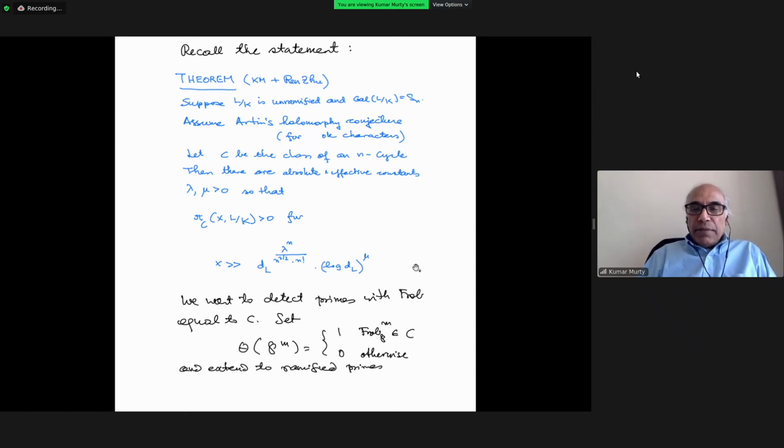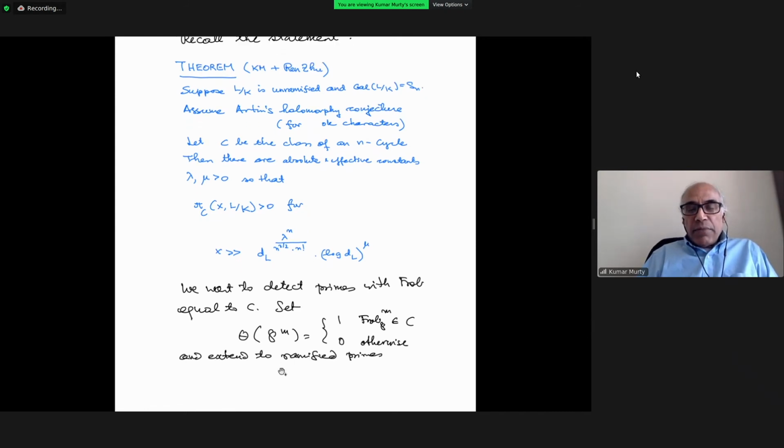So this part of the argument would go more or less in a standard way. We want to detect the primes with Frobenius equal to C. So you just define the indicator function: theta of p will be 1 if the Frobenius is in C and 0 otherwise. You need to worry about prime powers as well. So you can define the Frobenius associated to a prime power to be the m-th power of the Frobenius of the prime. And you have to also figure out what to do about ramified primes, and basically you do an average over inertia. You can still define something here.